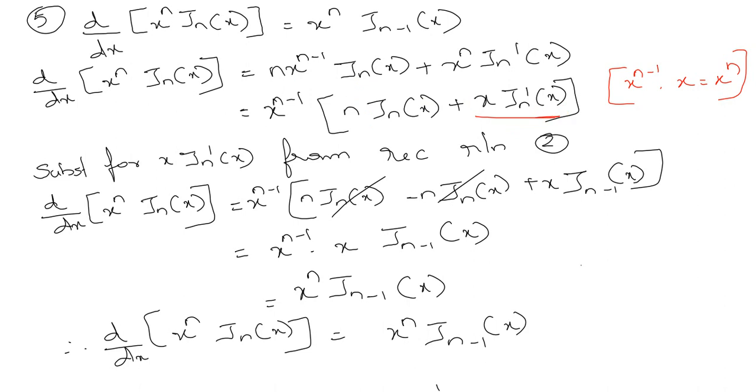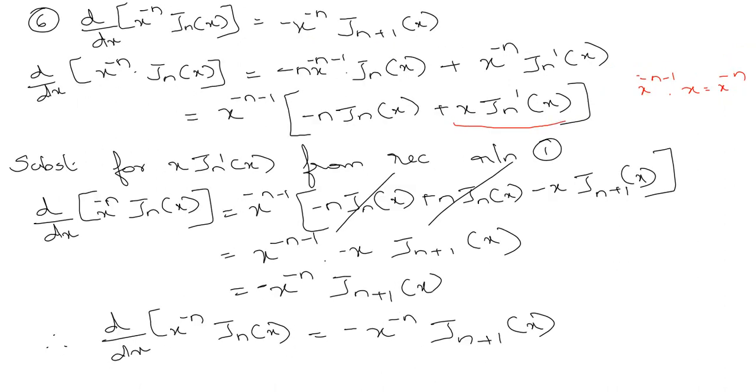Okay, now we are going to substitute for this x Jn dash of x from the recurrence relation 2, which is x Jn dash of x is equal to minus n Jn of x plus x into Jn minus 1 of x. So that is written here, so that the first and second term get cancelled, leaving x raised to n minus 1 into x into Jn minus 1 of x. Now x raised to n minus 1 into x is x raised to n into Jn minus 1 of x. Hence we have proved the fifth recurrence relation.